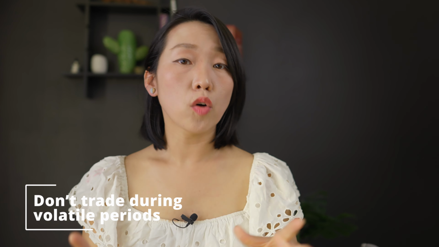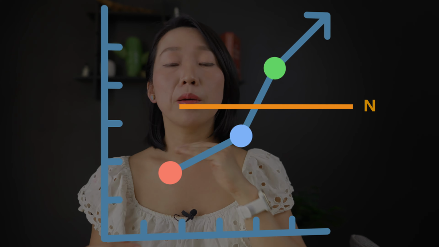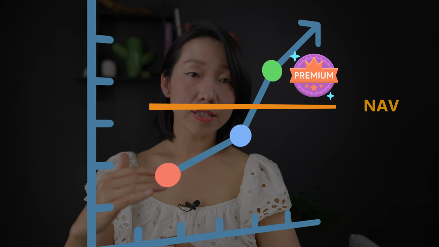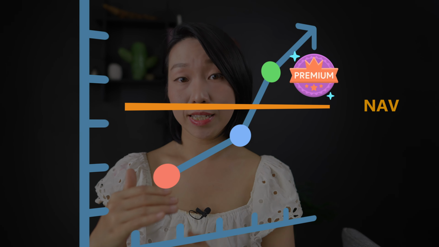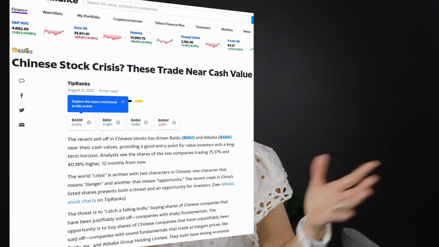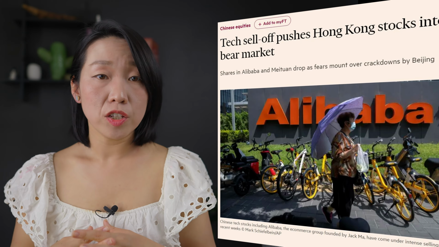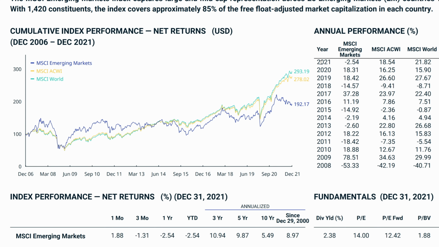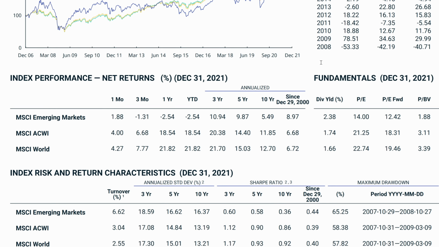Tip number 3, don't trade during volatile periods. When the intraday price of an ETF is above its NAV, it's considered to be trading at a premium. When it's below its NAV, it's said to be trading at a discount. As an ETF is a basket of securities, the underlying securities' liquidity can affect the ETF's volatility. For example, when Chinese stocks were being heavily sold off this year, the MSCI emerging markets ETFs suffered high volatility, leading to larger premiums and discounts.